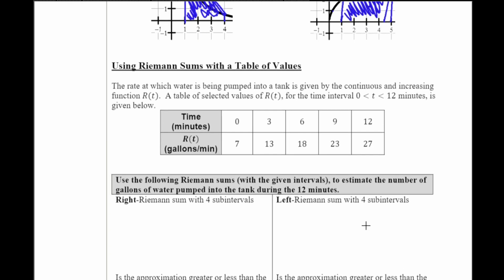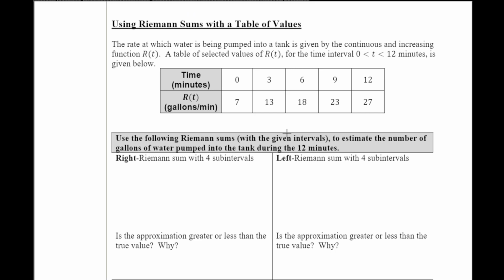All right, these are some of the last examples we're working with. Using Riemann sums with a table of values. We just worked with graphs, now let's do tables. So take a moment to read the problem. Use the following Riemann sums with the given intervals to estimate the number of gallons of water pumped into the tank during the 12 minutes. So 0 minutes to 12 minutes, that's the whole thing.